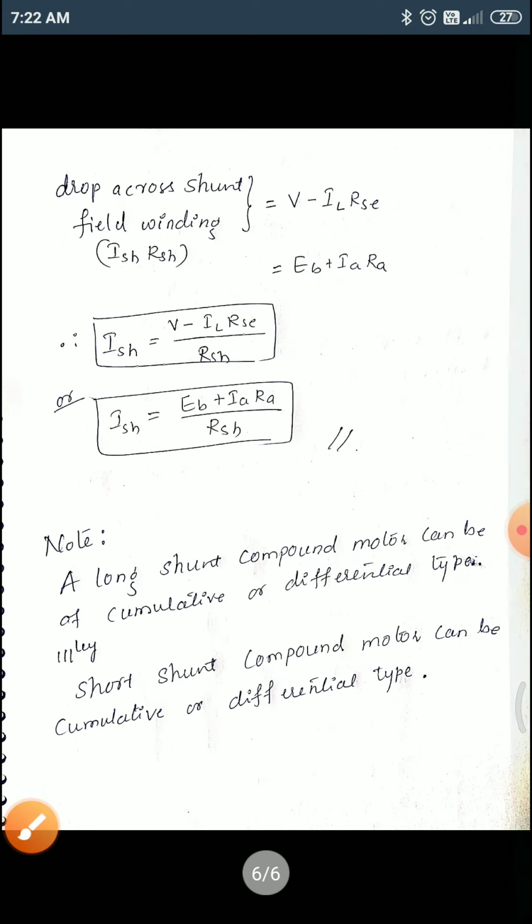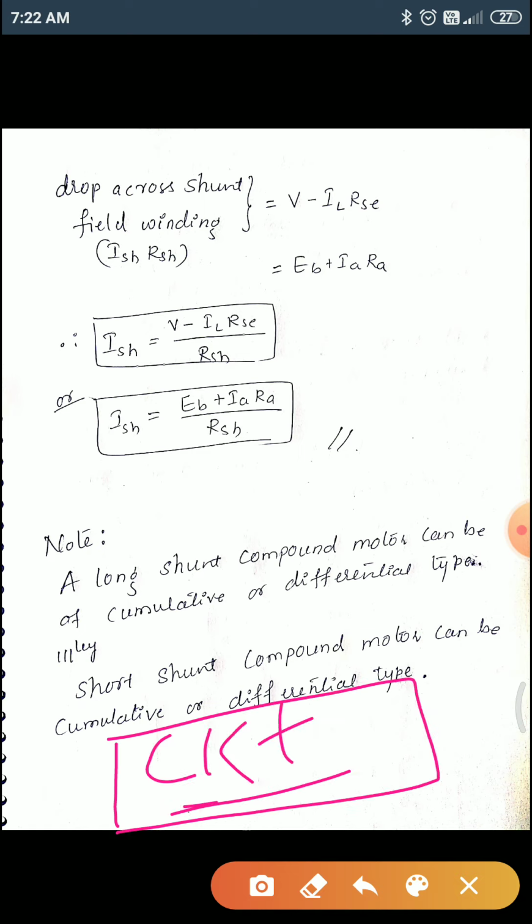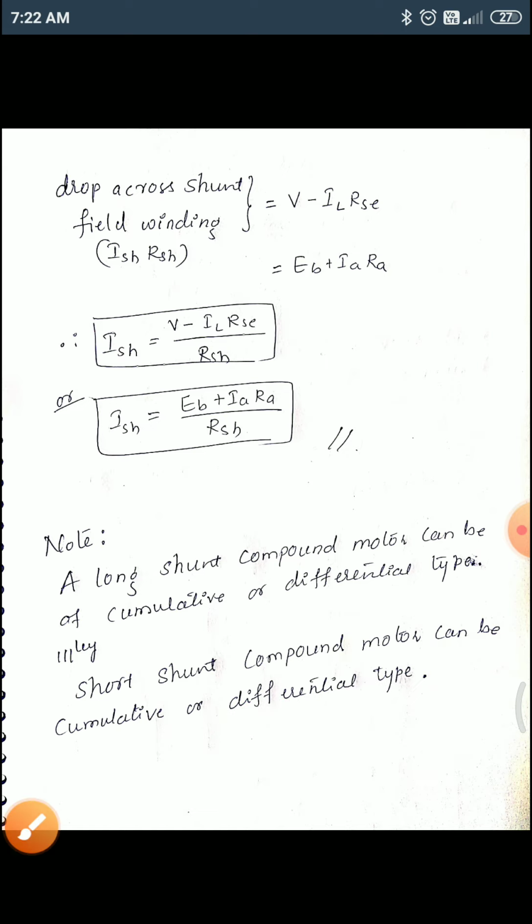I hope it is clear with you about the types of DC motors. I repeat once: you should know the circuit diagrams and the basic concept of currents and voltages. Then you need not remember all the formulas, because you can write them by yourself by seeing the circuit diagram. Okay, thank you.